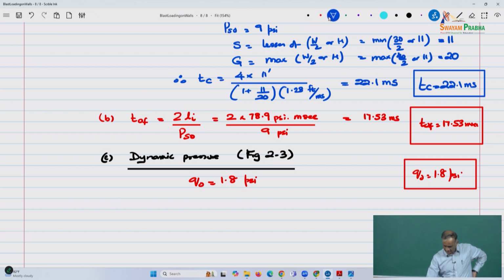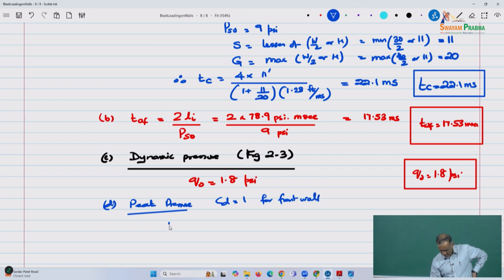And the peak pressure now, with CD equal to 1 for the front wall, we can write PSO plus CD times Q naught, which is 9 plus 1 times 1.8. This is for PSO.